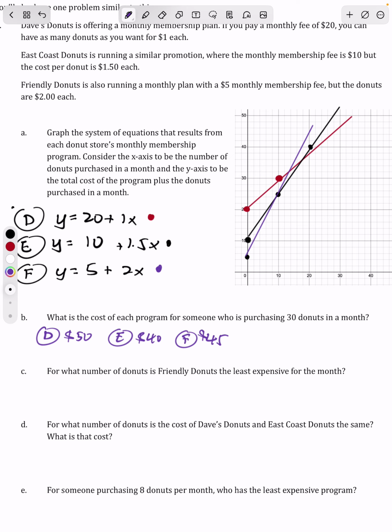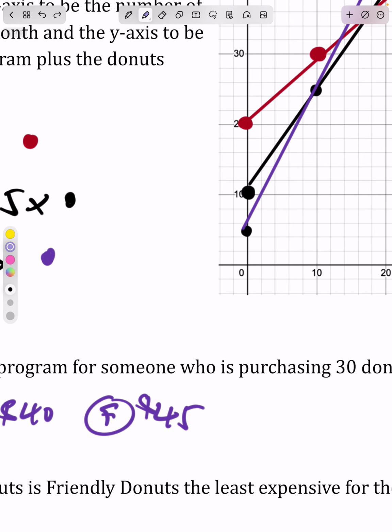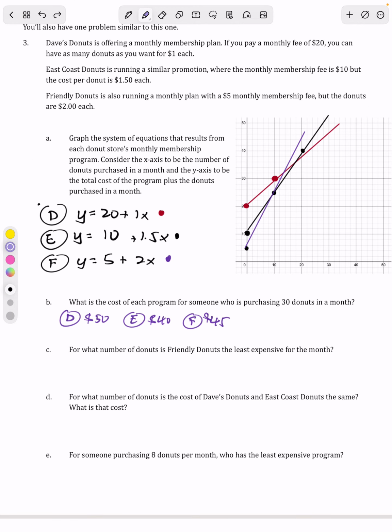For what number of donuts is Friendly the least expensive? Friendly is purple. I'm going to zoom in. It looks like I actually found the point of intersection. I'd say it's cheapest from, I'll use my highlighter, from 0 until we get to about 10 donuts. So from 0 to 10. You could set the purple line equal to the black line, but I don't really want you to have to do that. So if you make a nice graph, you should be rewarded for making a good graph.